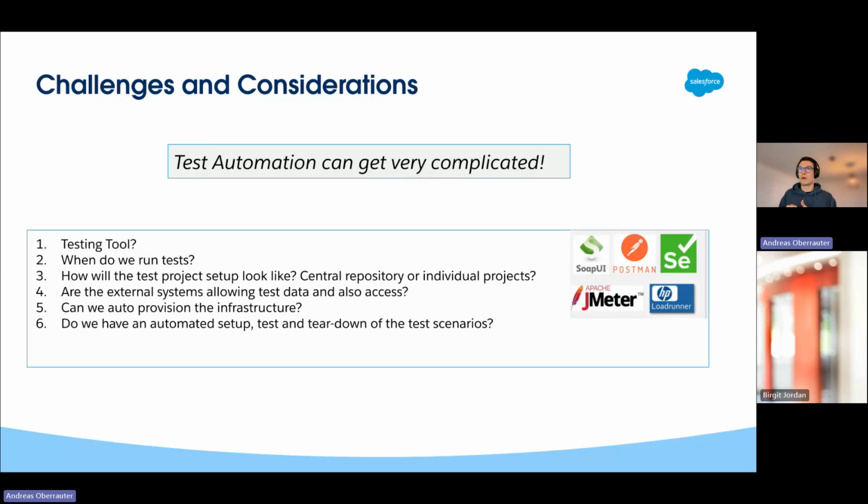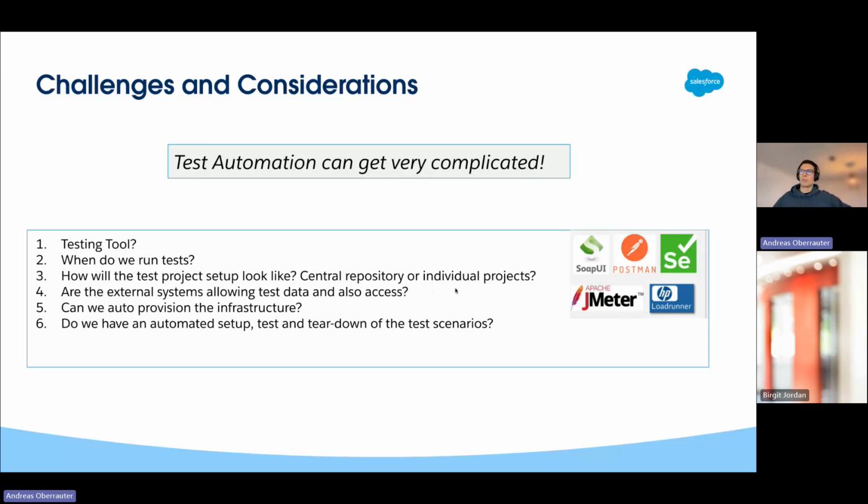Then the second question: when do we run those automated tests? Is it after we deploy to UAT? Do we run the tests after deploying to production, because we want to do some smoke tests regarding the connectivity? Or when do we want to run them, at the end, right? So there is a lot of thinking behind that as well.